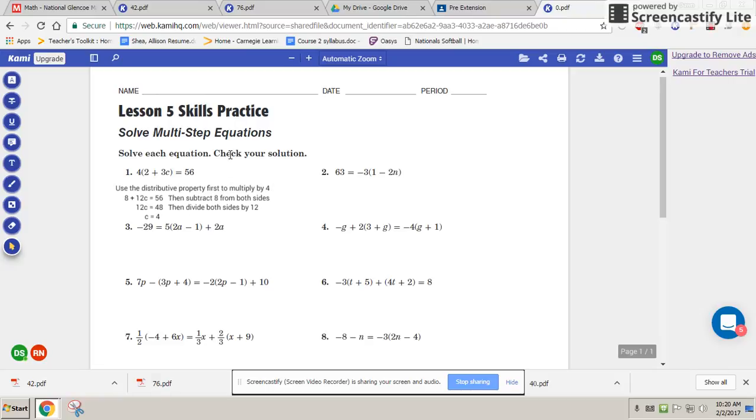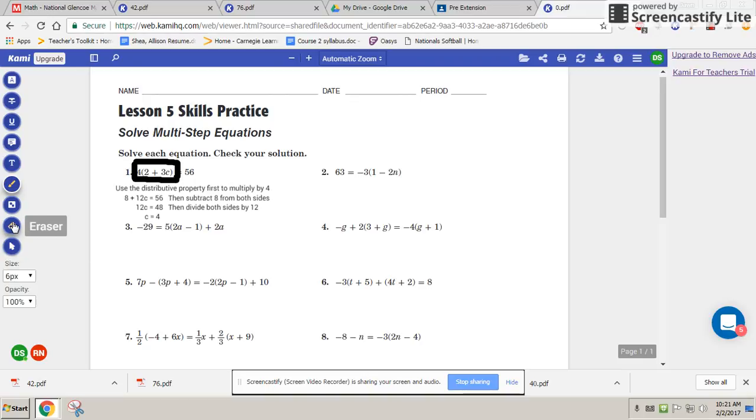Okay, this is lesson 5, skills practice, solving multi-step equations. If you do not have enough room to write on this document, you're going to have to do all of your work on a separate sheet of paper because I don't believe I'm going to print copies for all of these. But notice that we're still simply solving equations. Before we solve the equation, there's going to be some simplifying that has to be done on one side of the equation or the other.